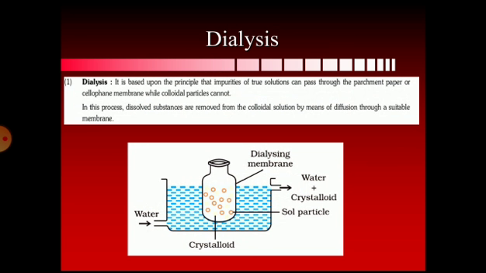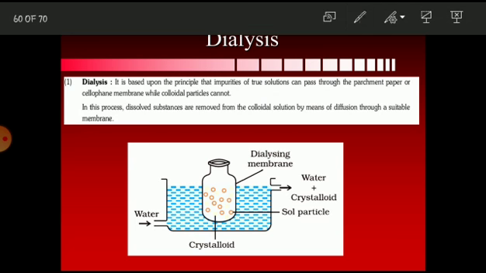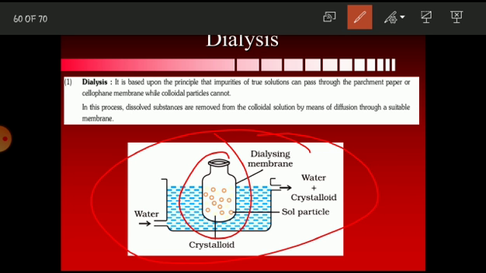The apparatus used in this method is called a dialyzer. The entire apparatus is called a dialyzer. It consists of a bag, made up of parchment or cellophane, that is, a parchment membrane. The bag is filled with the impure sol.